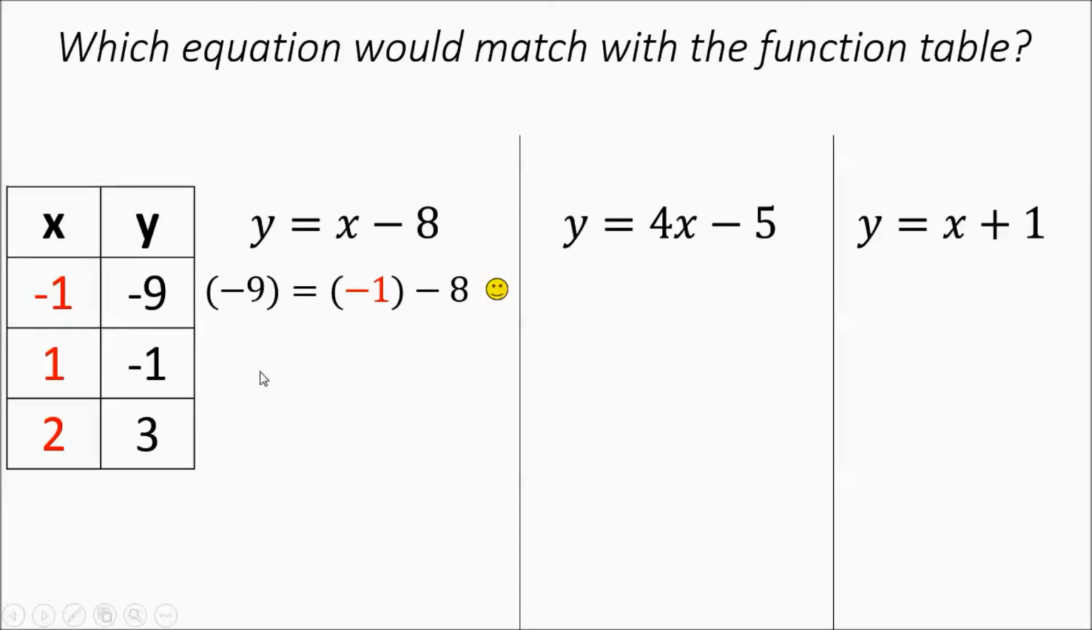Let's try the next one. So an input of 1 gives an output of -1. So I'm putting an input of 1. Let's see if it works out to that output. 1 minus 8 would be definitely not -1. It would work out to -7. So that's not going to work.